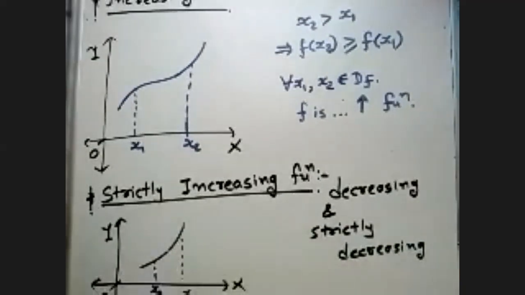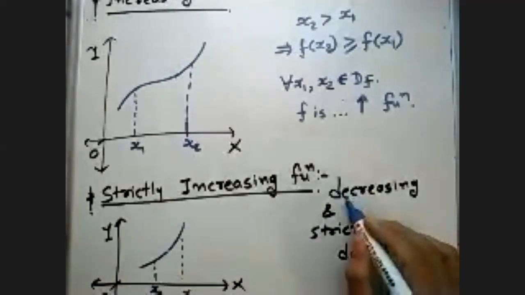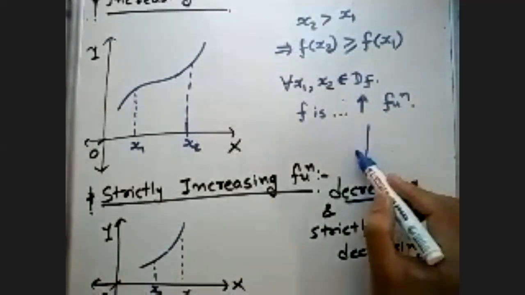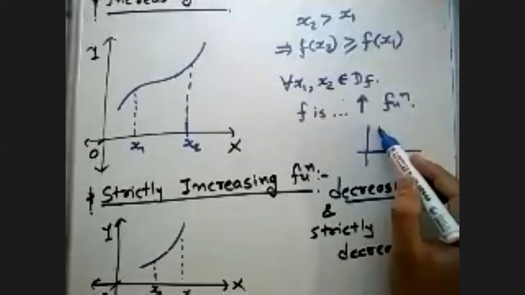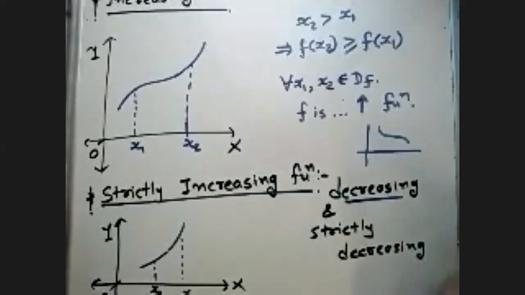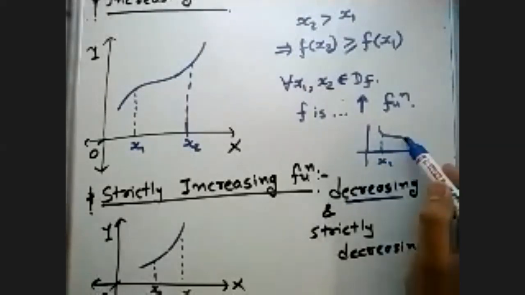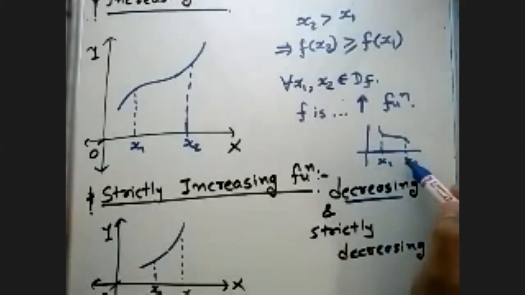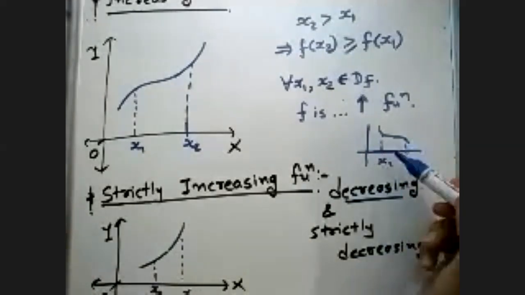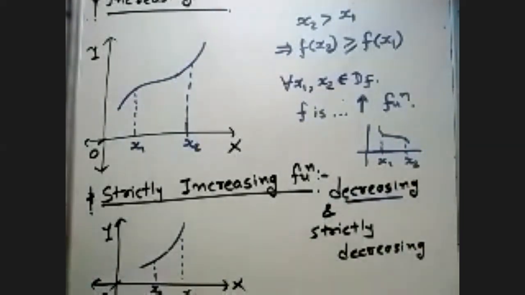So for a decreasing function, it can be equal in between them, right? They can be equal. So you can imagine your curve like this. Suppose this is your x1, this is your x2. If x2 is greater than x1, then your f of x2 should be less than or equal to f of x1.